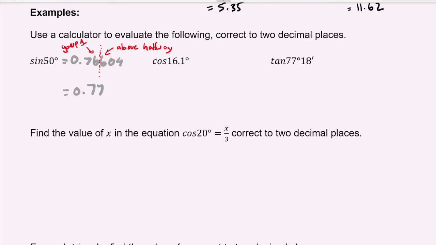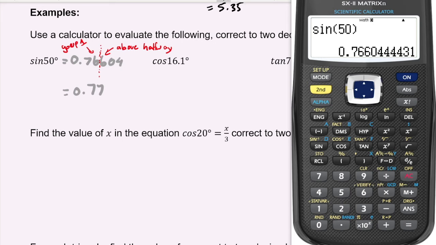Okay, let's look at the next one. The next one, we are going to need our degrees, minutes, seconds button. Let's bring our calculator back up. Okay, so this time it's the cosine one, so we're going to use cos. And then 16, actually we don't need the degrees, minutes, seconds until the next one, but 16.1, close off our bracket, hit the equals. So now we've got 0.96077, etc.